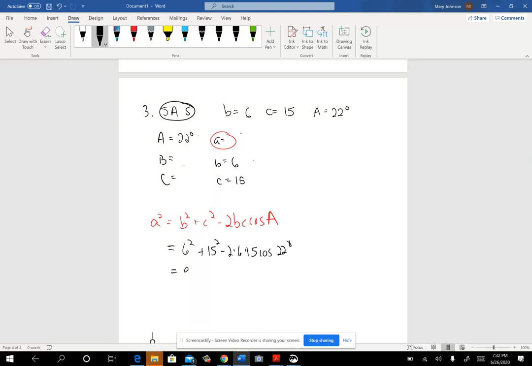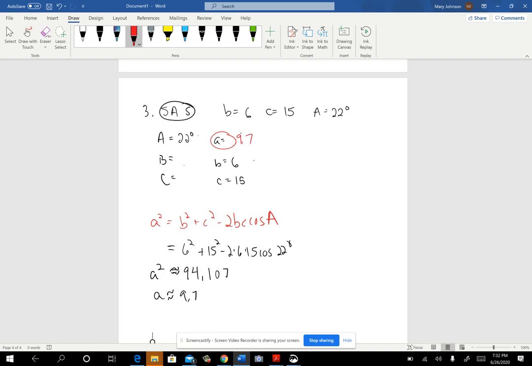And you wind up with 94 point, I'm going to keep a little accuracy here since it's not my final answer yet, point like 107. And that's my a squared. And so I'm going to square root that now. And when I do, I get that a is about 9.7 if I round to the nearest tenth. Okay, so that 9.7 goes right there.